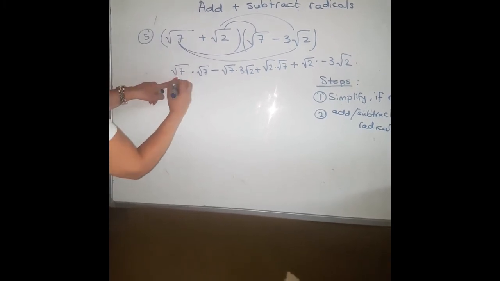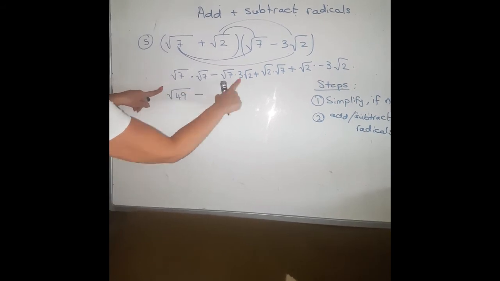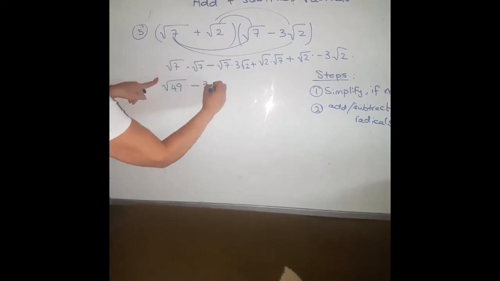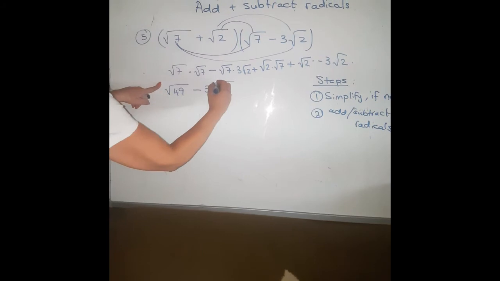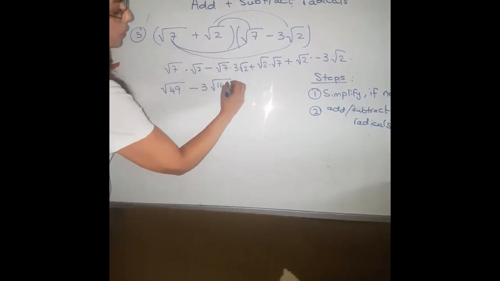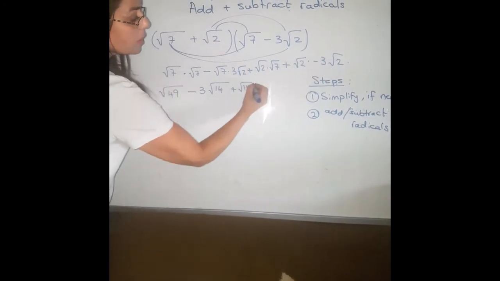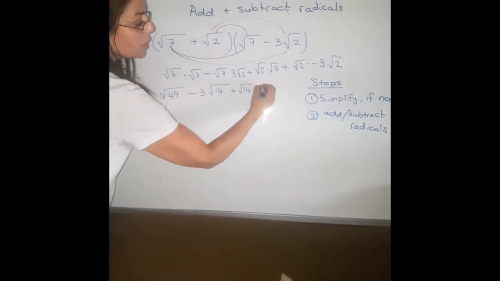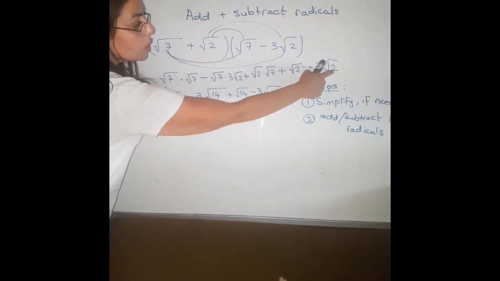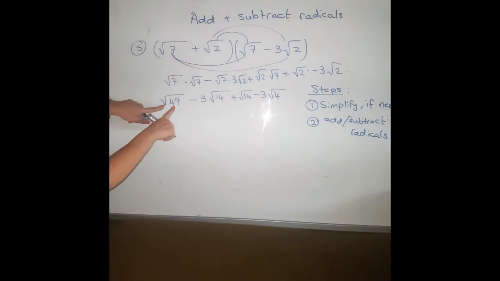Radical 7 times radical 7 is a radical 49. Minus, the 3 is outside, I keep it outside. Radical 7 times radical 2 is a radical 14. Radical 2 times a radical 7 is again a radical 14. Plus and a minus is a minus. The 3 is always outside. Radical 2 times a radical 2 is a radical 4. And now I start simplifying.